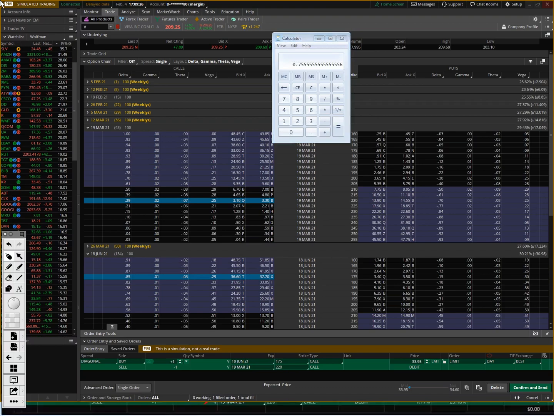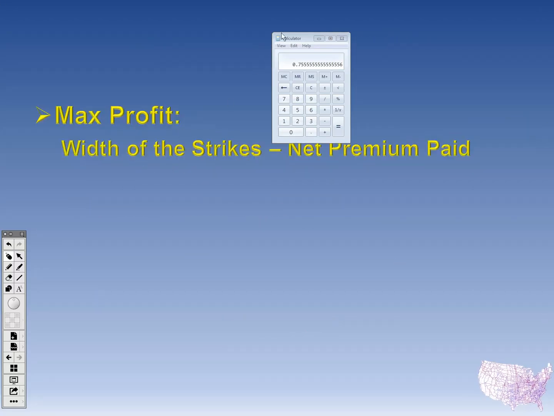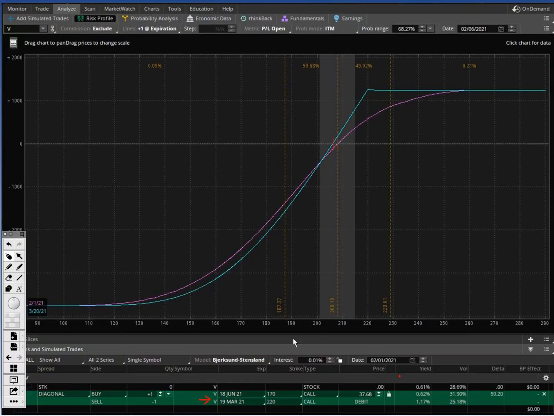All right, so what's our max profit on this? It's the width of the strikes minus the premium. All right, I showed you that. Or I'll show you that here on this. The width of the strikes on this example is $50 minus 37. So $50 minus 37 and a half is, what is that? $12.50. So my max profit on this one is the width, $50, minus the 37.68.